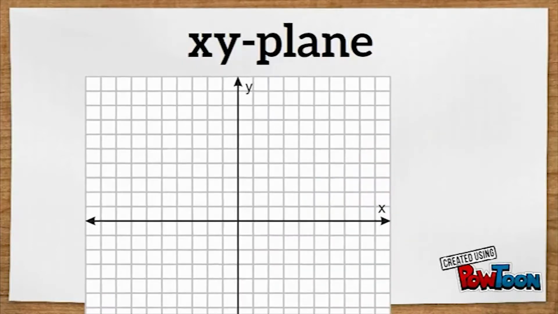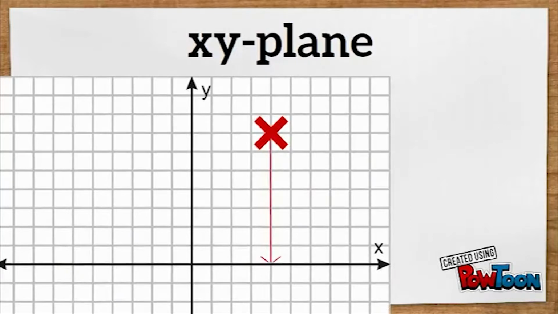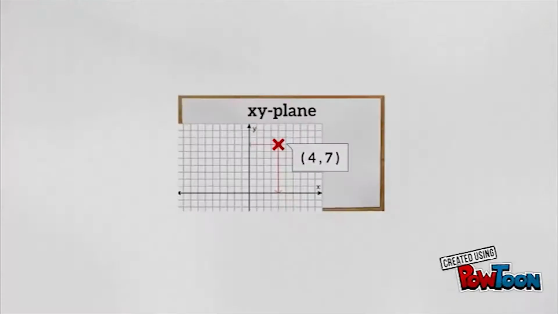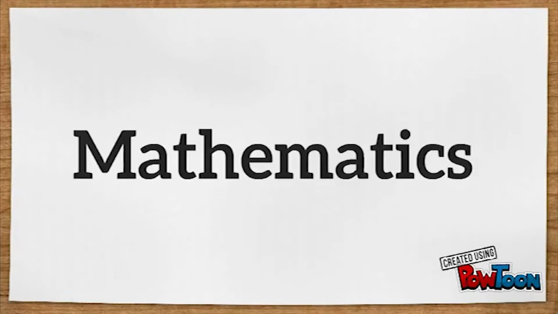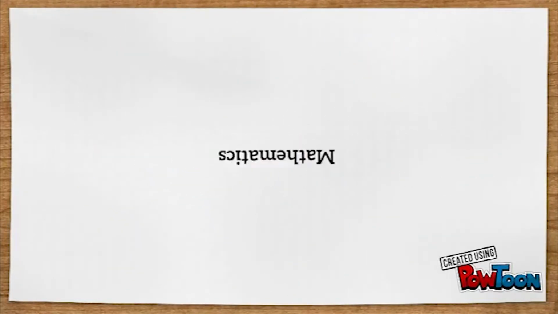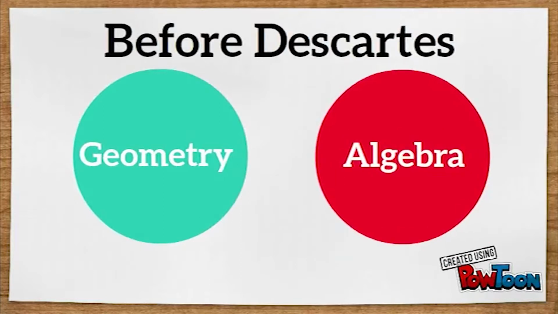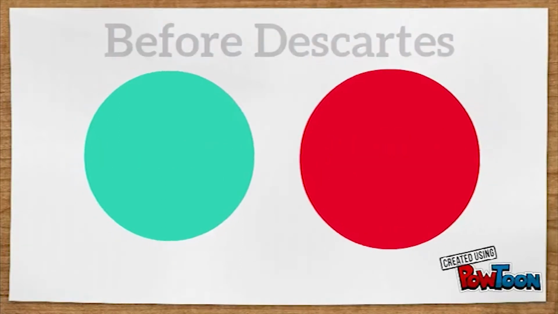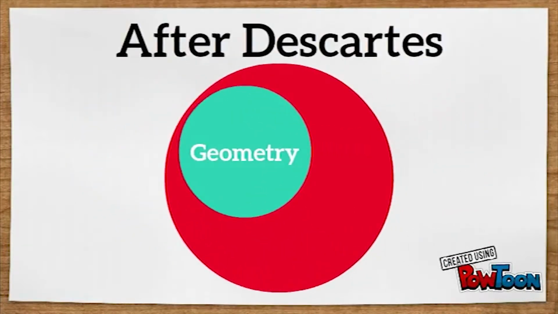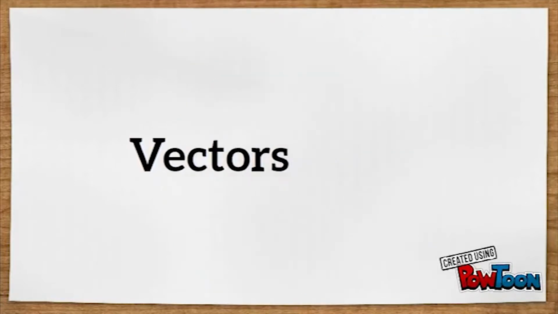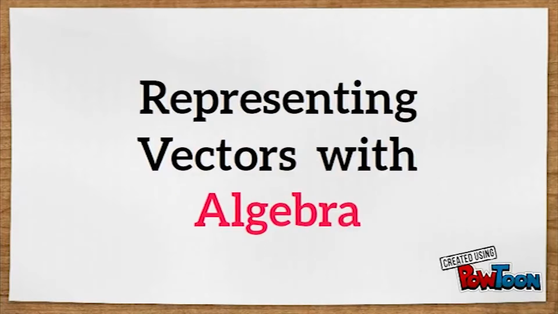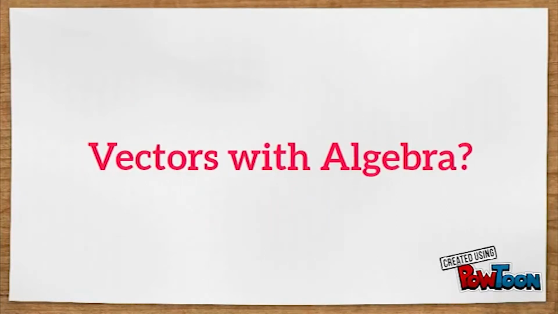Any point in the two-dimensional plane can be described in terms of its distance to the two respective axes, which is known as the point's coordinates. With the introduction of this system, the field of mathematics underwent a great paradigm shift. Geometry and algebra were no longer two separate entities, but one single whole. Geometry had become a subset of algebra, meaning that anything in the former can be described in terms of the latter. Naturally, this includes vectors, which is what this video is about: representing vectors with algebra. But how exactly is it done?